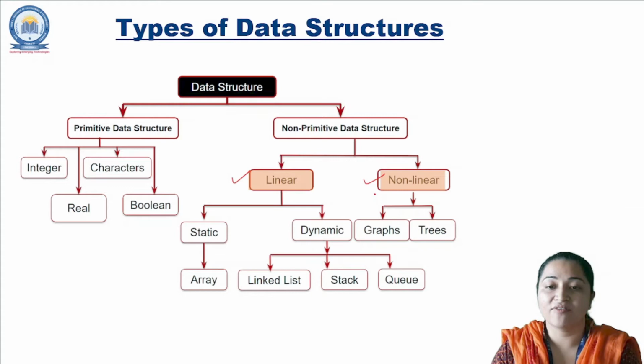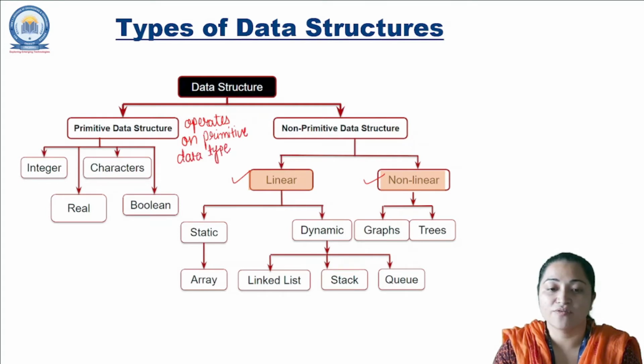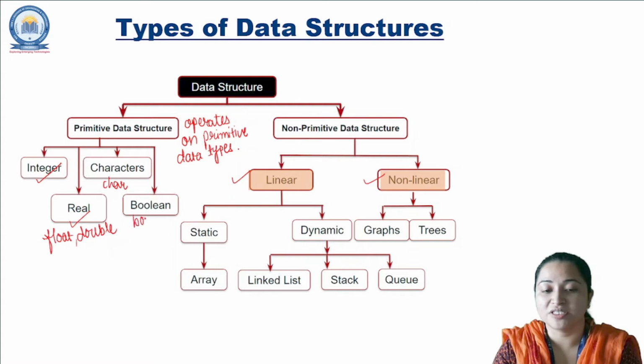Okay, so as we have already discussed, primitive data structure operates on primitive data types. We have different primitive data types: for integer, we have int; for real, we have in C float and double; for characters, we have char; for boolean, we have boolean data type. So primitive data structure operates on primitive data types.